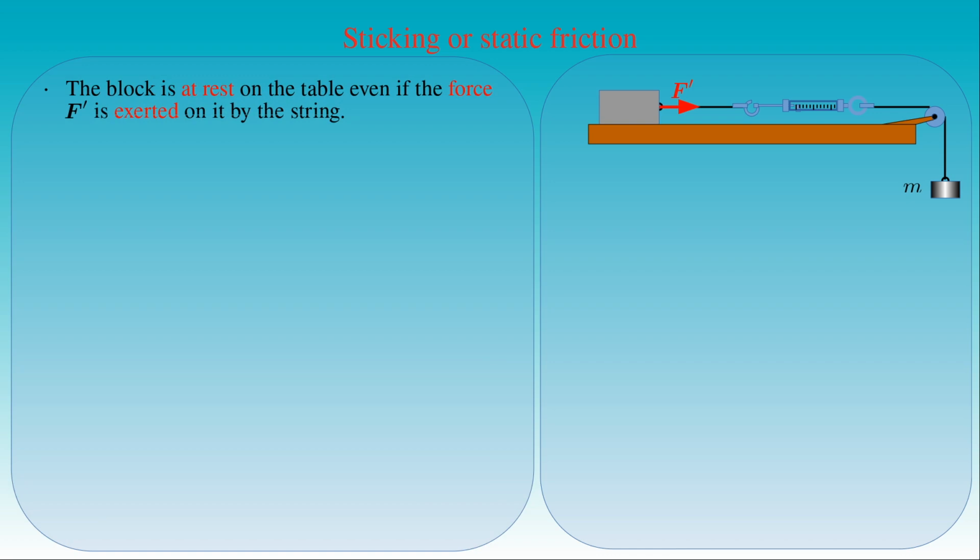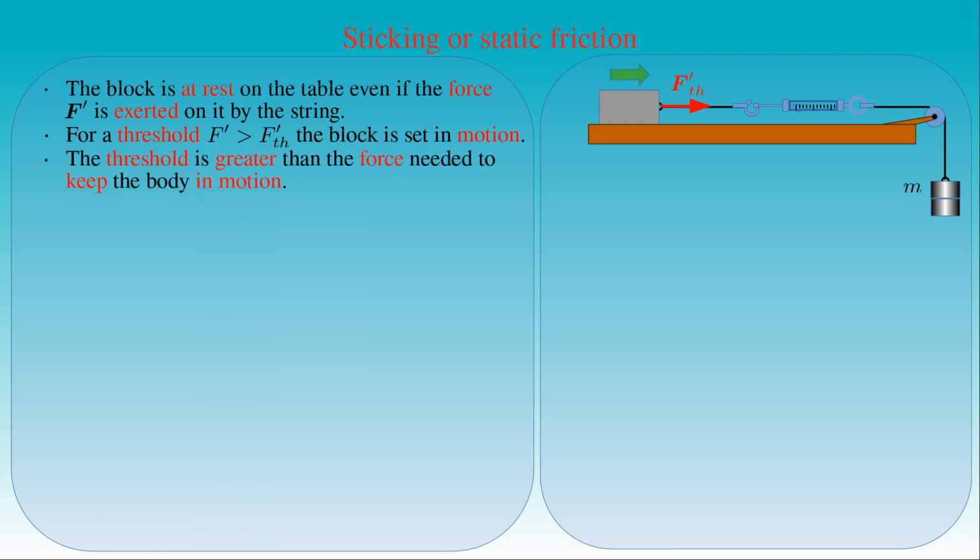If we gradually increase the force F' by increasing the mass m of the weight, we can find the threshold measured by the spring scale, where the body starts to slide over the table. In this experiment it can be demonstrated that the threshold for the force F' is greater than the force needed to keep the body in motion. If the force F' acting on the body is less than this threshold, then the body stays at rest.